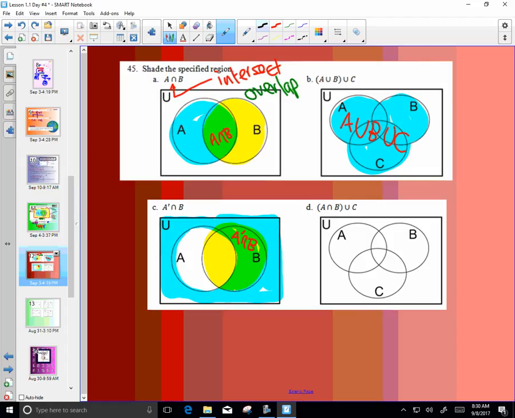Now let's try something a little different. A intersect B. Well, I know that's going to be this part. Whoop. I'm just going to color it in because I know what it is. Right? That's the intersection of A and B. Union C. So there we go.